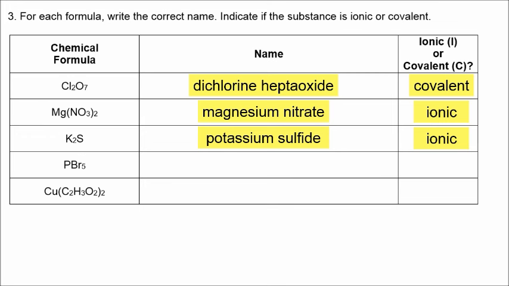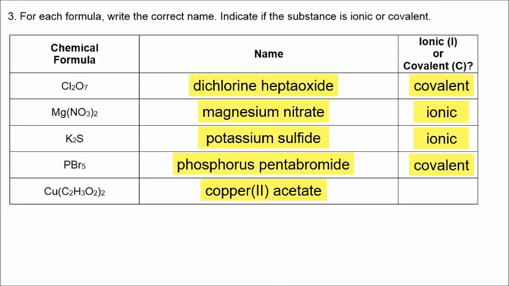Phosphorus and bromine are nonmetals. This is a covalent compound which we now can use prefixes. So phosphorus pentabromide is covalent. Our last one is ionic. Copper is a transition metal which can have multiple possible positive charges, different oxidation states. Therefore, we have to put a Roman numeral with the name copper. Acetate is -1. Because there are 2 of them, that means the charge on copper is plus 2. So copper, Roman numeral 2, acetate, and again it's ionic because it contains ions.